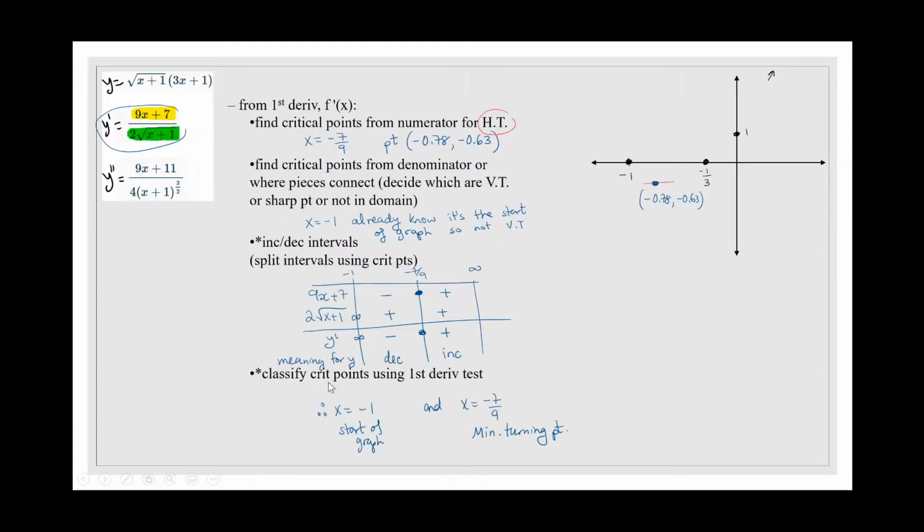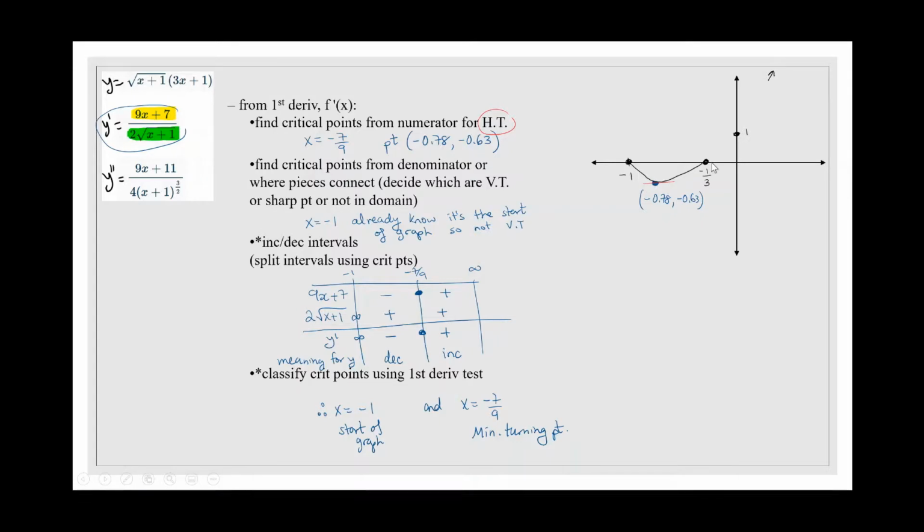Then we can classify these critical points using this first derivative test. We already know that x equals -1 is just the start of the graph. In this particular one, if you imagine we have something that's falling, then it's flat, horizontal tangent, and then it's increasing, it's going to be a minimum turning point. And so that last guess that we had that is supposed to go like this was the correct guess.